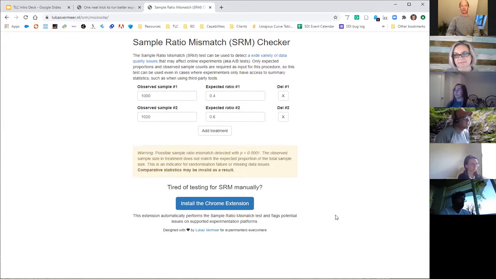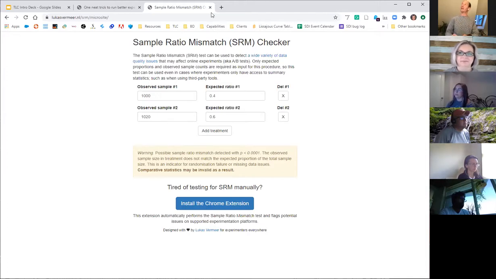Now, the second part of this question is auto optimization experiments. That's the bandit case that I talked about before, where the platform is changing the assignment along the way, so it's not fixed. Then no, you cannot run an SRM, because the SRM test assumes that the proportion is fixed from the start of the experiment and does not change.